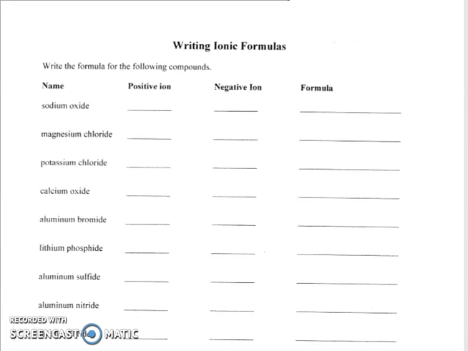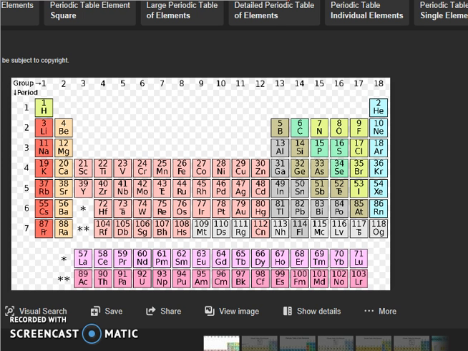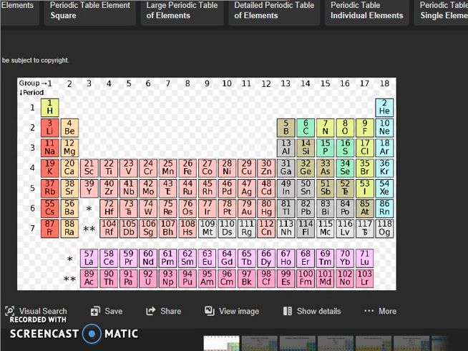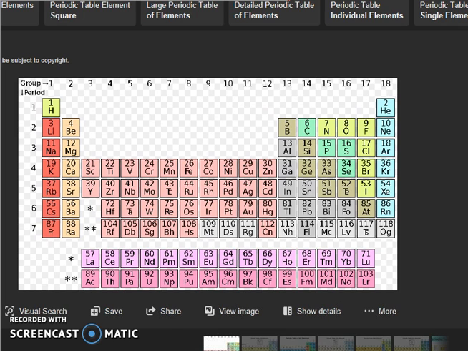Hi, today we're going to talk about how to write formulas and name type 1 ionic bonds. And we know that a compound is a type 1 ionic bond by looking at the periodic table. And if the cation or the metal comes from this area of the periodic table, this element, or this element, we know that it is going to form a type 1 ionic bond.